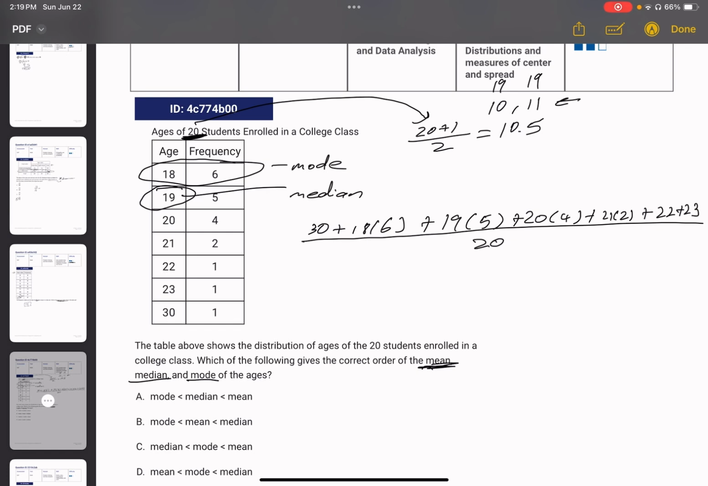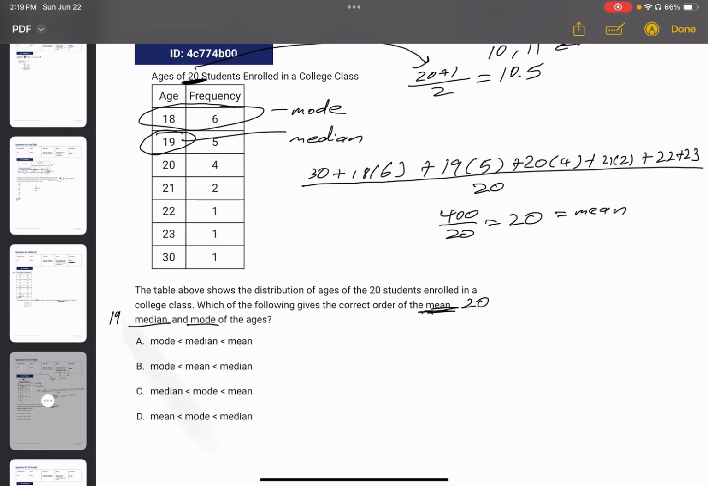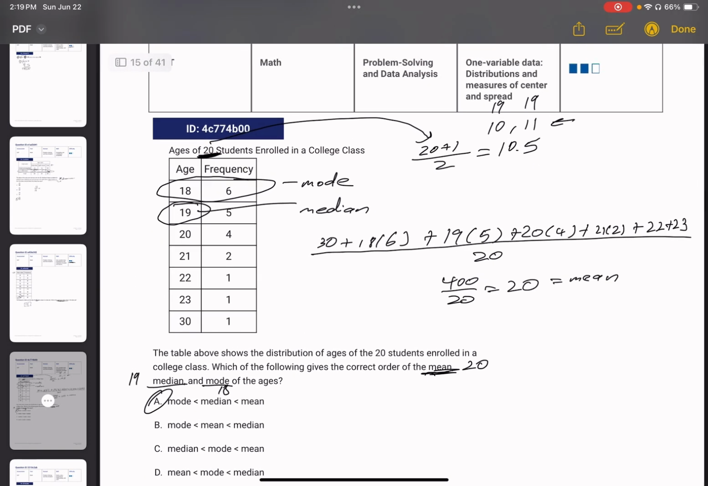We're going to put this into our calculator now, and I'm going to get a value of 30 plus 18 times 6 plus 19 times 5 plus 80 plus 21 times 2 plus 22 plus 23, and that's going to give us 400 divided by 20, which is 20. So this is our mean. If our mean is 20, our median is 19, and our mode is 18, we know that this is going to be our answer. Mode 18, median 19, mean 20. So it's a kind of long problem if you're not comfortable with mean, median, and mode, but if you do know it, it should be relatively quick and easy.